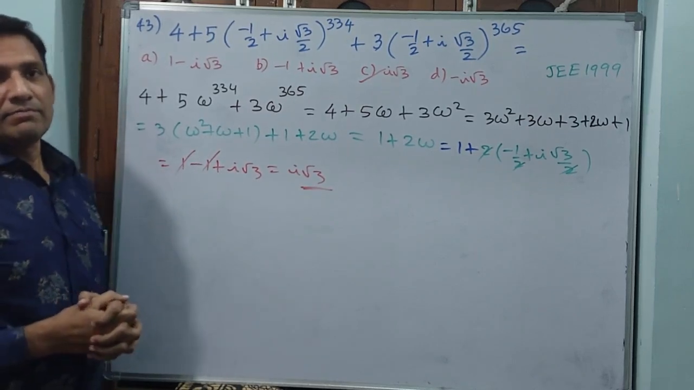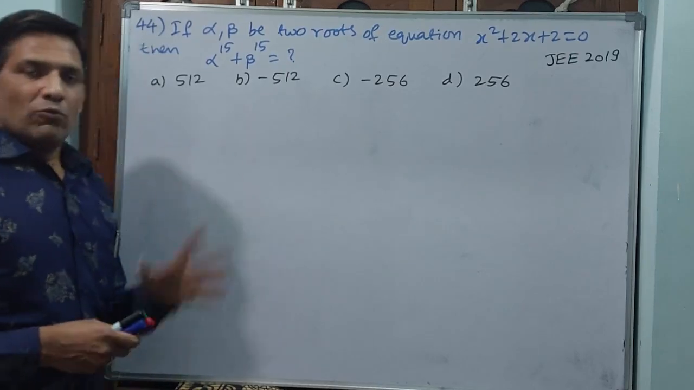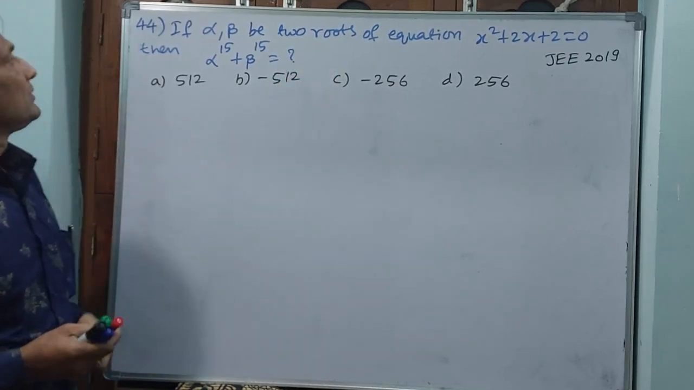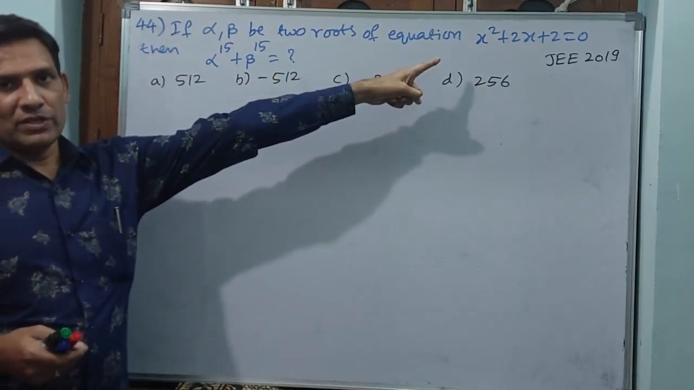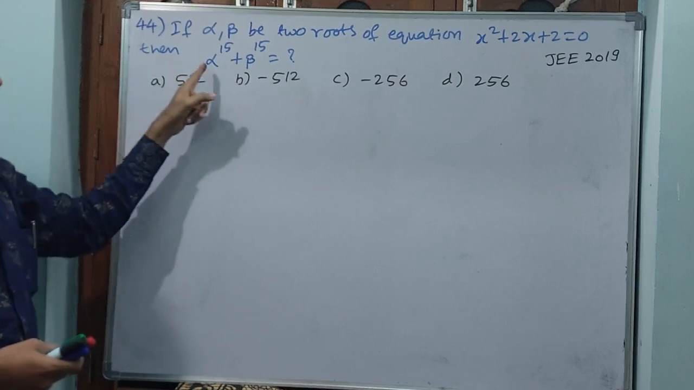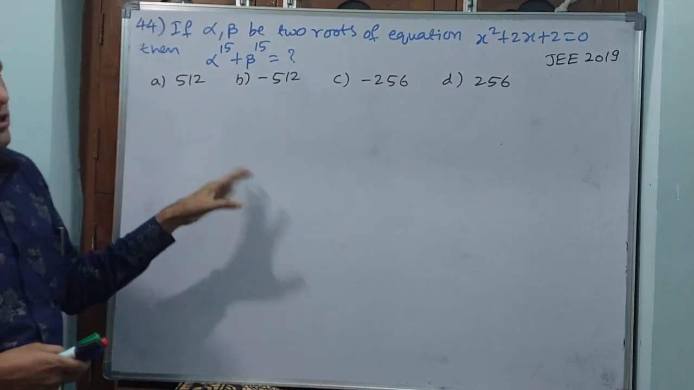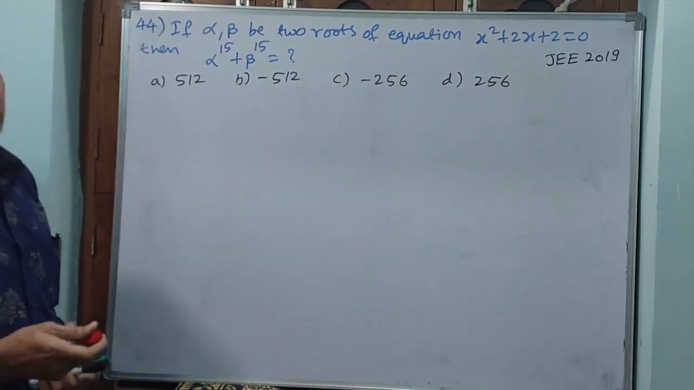Understand this question? Let us go for the 44th question. This question was asked in JEE 2019. If alpha and beta are the two roots of the equation they have given, then alpha to the power of 15 plus beta to the power of 15 is how much, they are asking. Like this question, one question we have done. Let us see this question also. You are going to get some experience.